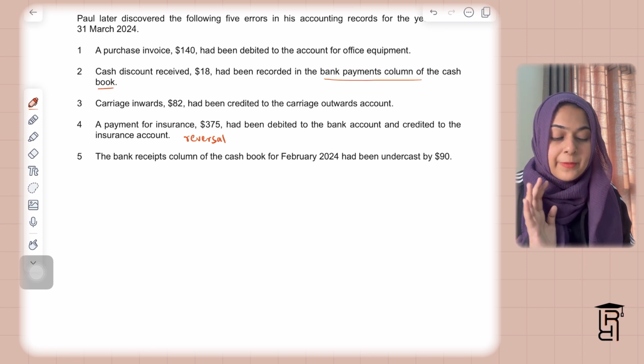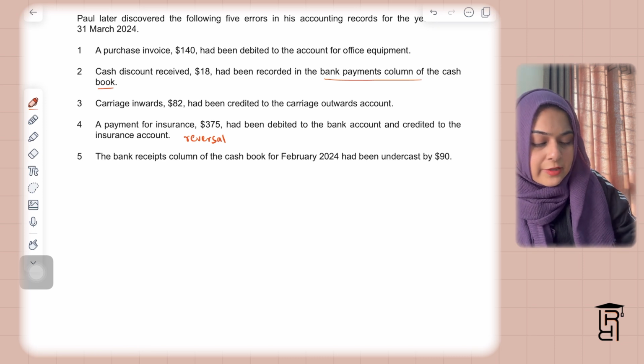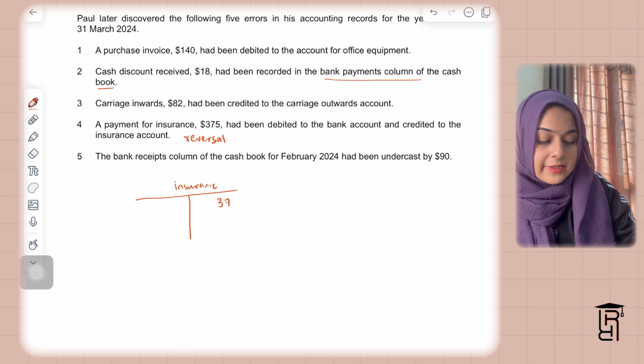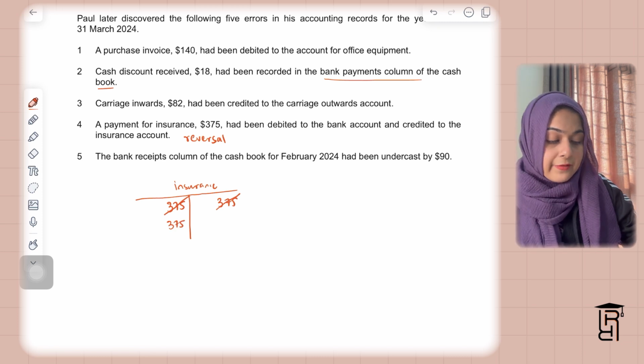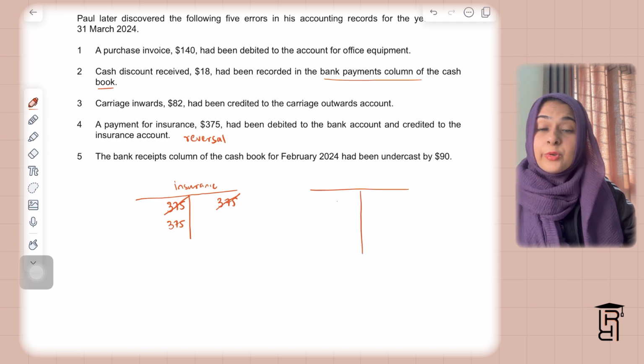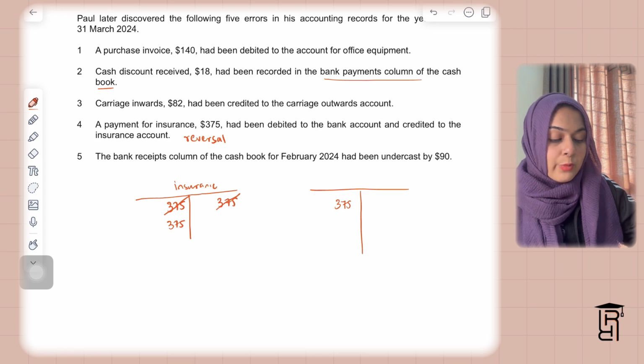So now we'll simply make the correct entry and double the amount. In the insurance account, I was supposed to record 375 on the debit side, but I recorded it on the credit side. So once I will debit the insurance account to remove the error, and again I will debit the insurance account in order to record insurance of 375. In the bank account, I recorded 375 on the debit side, although it was a payment. This wasn't a receipt. So I will credit 375 once to remove this 375.